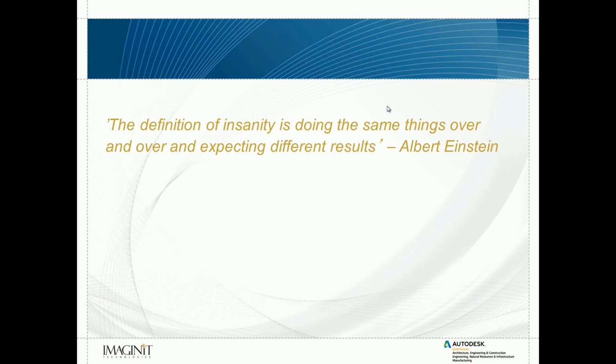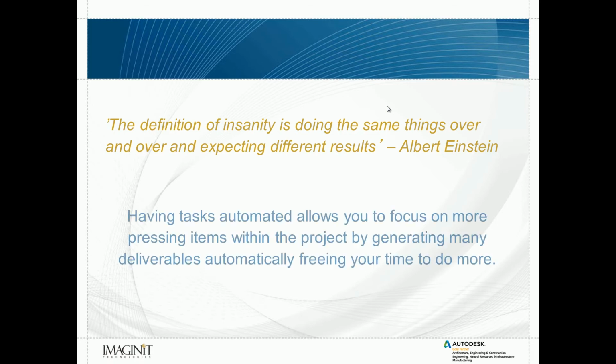So Albert Einstein defined this best when he said the definition of insanity is doing the same thing over and over and expecting different results. And when I look at things like printing a large sheet set, if I have something like that that's going to take 2 hours to do, and if you're manually invoking that task, it ties up your machine and you can never get that time back or be able to work on other more meaningful parts to your project. And by being able to automate that, it lets you focus on pressing items within the project and allows you to do things like generating some of your deliverables automatically and ultimately freeing your time to be able to do more.